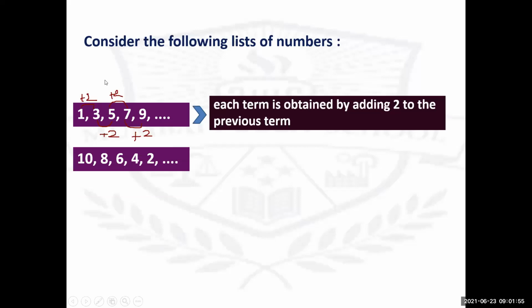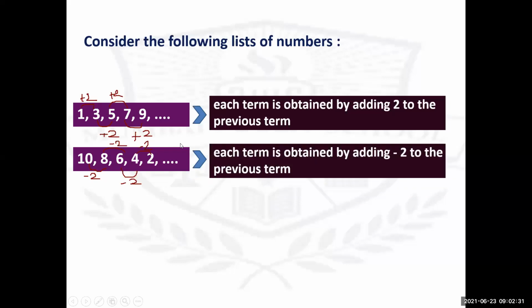Now here, check, 10 becomes 8, 8 becomes 6, 6 becomes 4, and 4 becomes 2. So that means here we get a difference of 2. So you add minus 2 to each term. Check, from 10, when you shift to 8, you get minus 2. From 8, you move to 6, you get minus 2. So here, each term is obtained by adding minus 2 to the previous term.